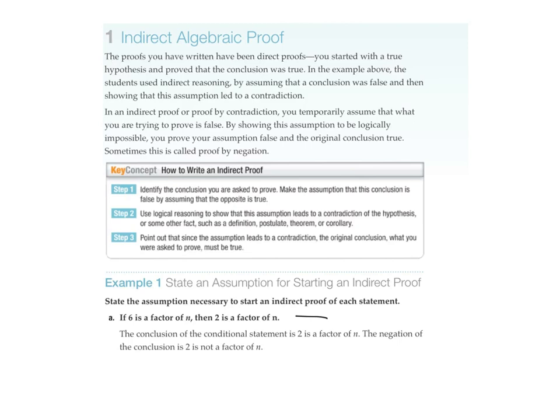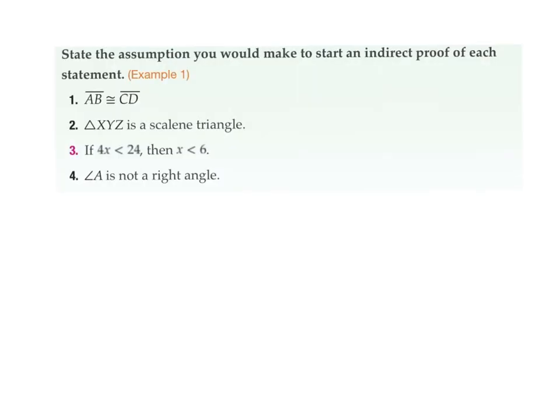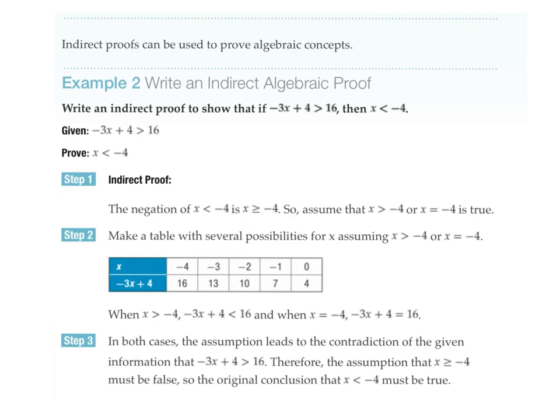Simple as that. Okay, so let's have a look at how an indirect proof fits in with the statement. The statement in question number 2 is that AB is congruent to CD. The indirect proof of that assumes that AB is not congruent to CD. Simple, easy. Okay, so how does an indirect proof fit into writing it as a proof?